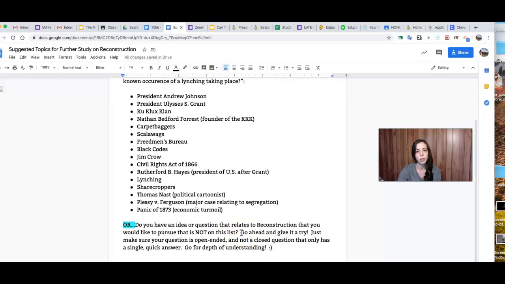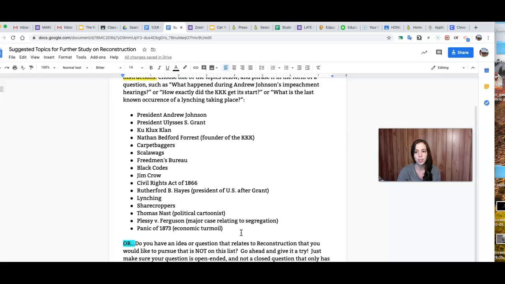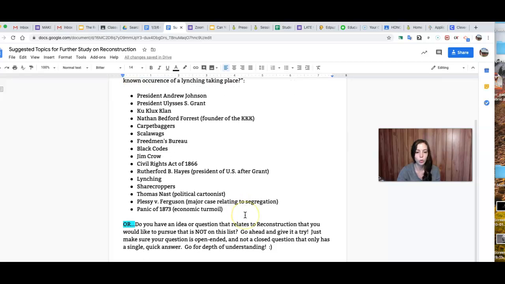Please go for depth of understanding. Make sure that your question is open-ended, not a closed question that gives you just one quick answer, like, when was Reconstruction over? When you look that up, that's going to give you a year, and that's the end of that, right? You need to go for a question that is going to allow for more depth.